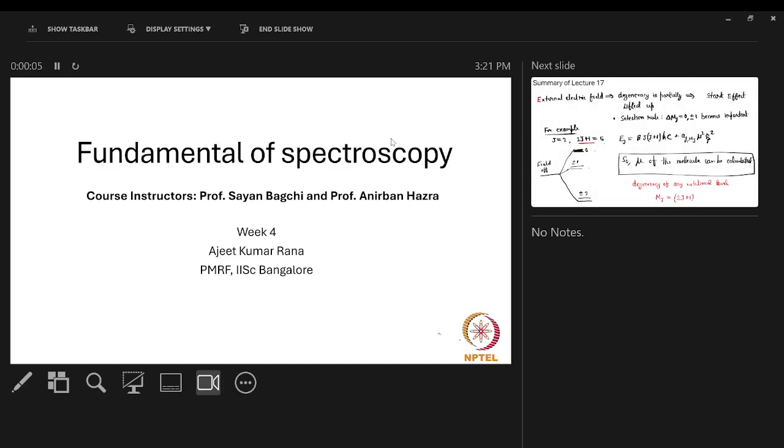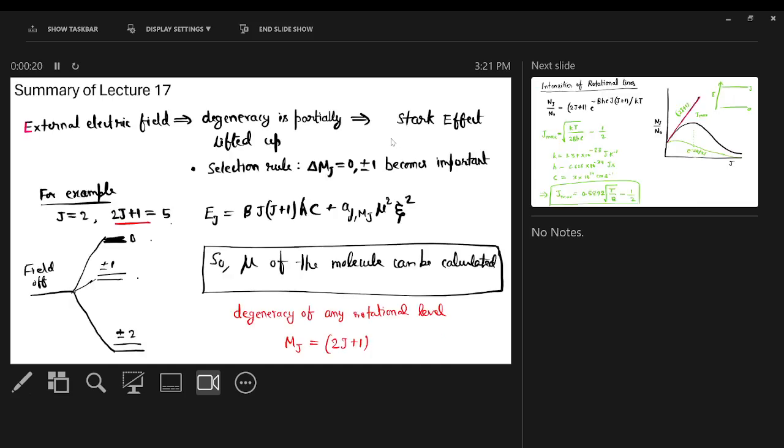In the last lecture we saw that the degeneracy of any rotational energy level depends on the orientation of the angular momentum vector, correct? And that degeneracy was given by the M_J term. This is defined as 2J plus 1, meaning any rotational energy level is (2J+1)-fold degenerate.